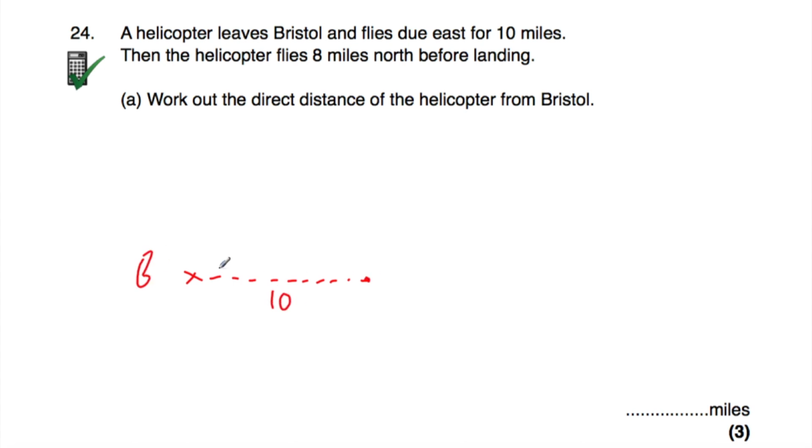So that's Bristol. And then the helicopter flies 8 miles north before landing. So then it goes 8 miles north, just say to here, and then it lands. And we've been asked to work out the direct distance of the helicopter from Bristol. So we want to work out that direct distance there, from Bristol to the helicopter. That's a right angle triangle because it went east and then north, so that's a right angle.